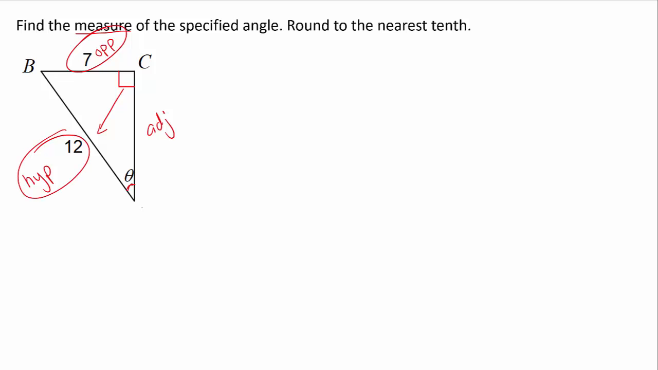So you got to think about your trig formulas and ask yourself, well, which formula has opposite and hypotenuse? And that is going to be sine, but in this case we're saying sine of theta because we don't know what this angle is. This angle right here, we don't know it. So we're going to say sine of theta is equal to opposite over hypotenuse. Now the question becomes, how do we solve for theta? We want to get theta by itself.